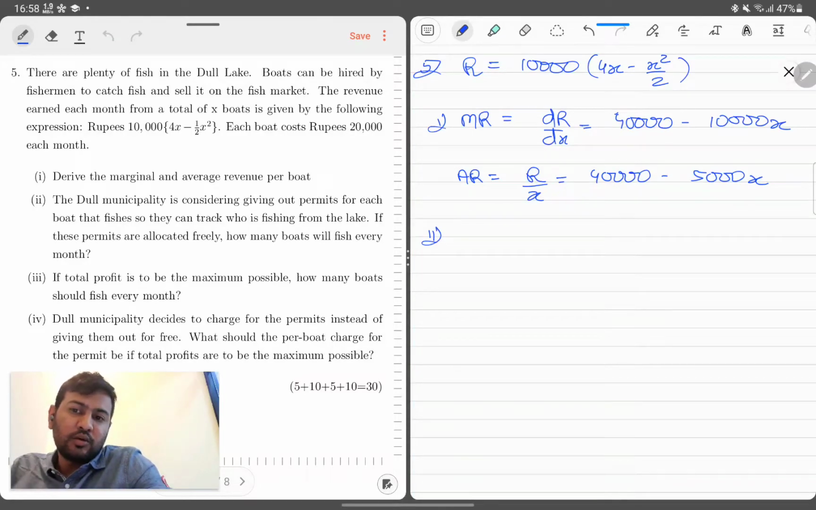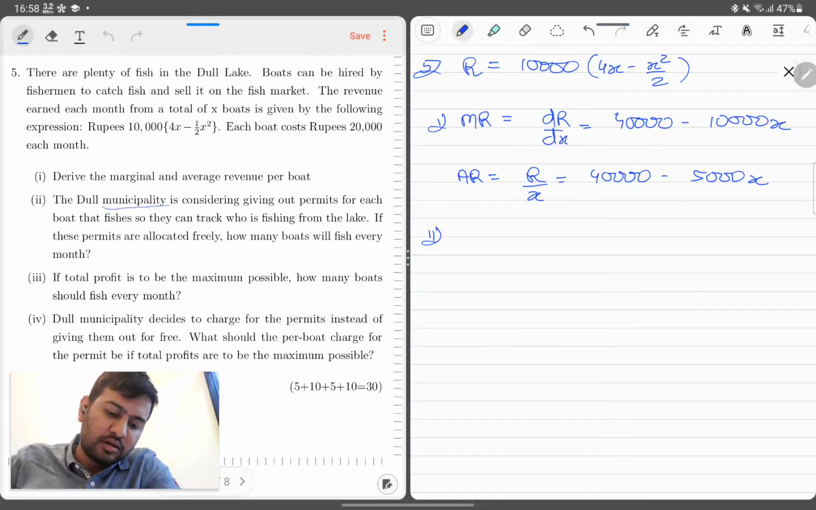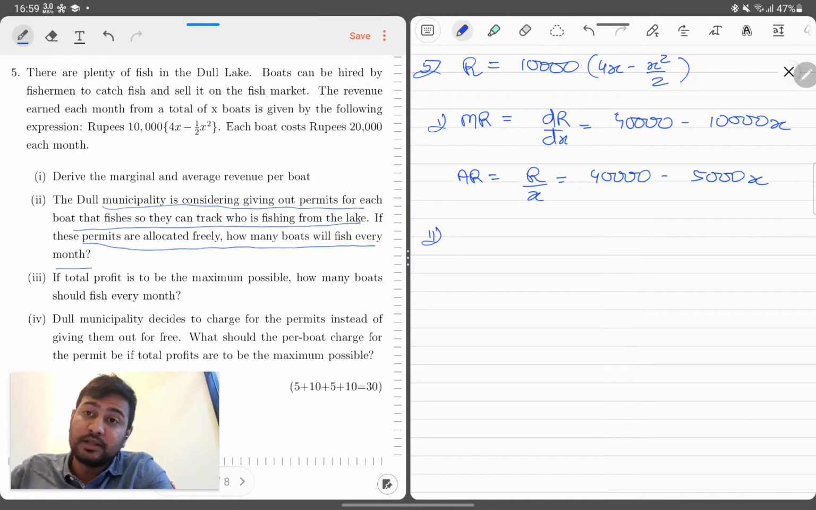Okay, now coming to part 2, the municipality is considering giving permits for each boat, so they can track who's fishing. If these permits are allocated freely, how many boats will fish every month? So let us get into the shoes of the fisherman. Fisherman is thinking that my revenue should be greater than my costs.